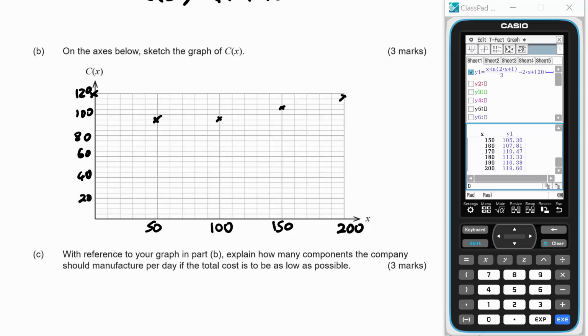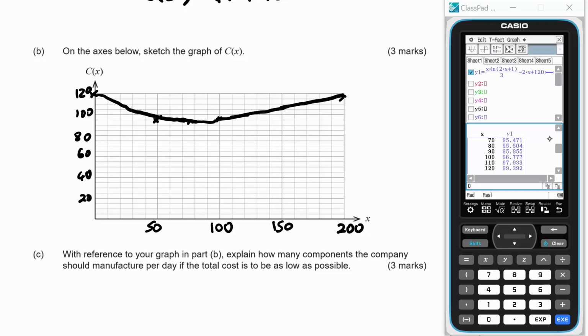And we can see between 50 and 100 it went down and below. So the lowest it got to was about 95. So it does not go that far below. So it's going to be something like that.